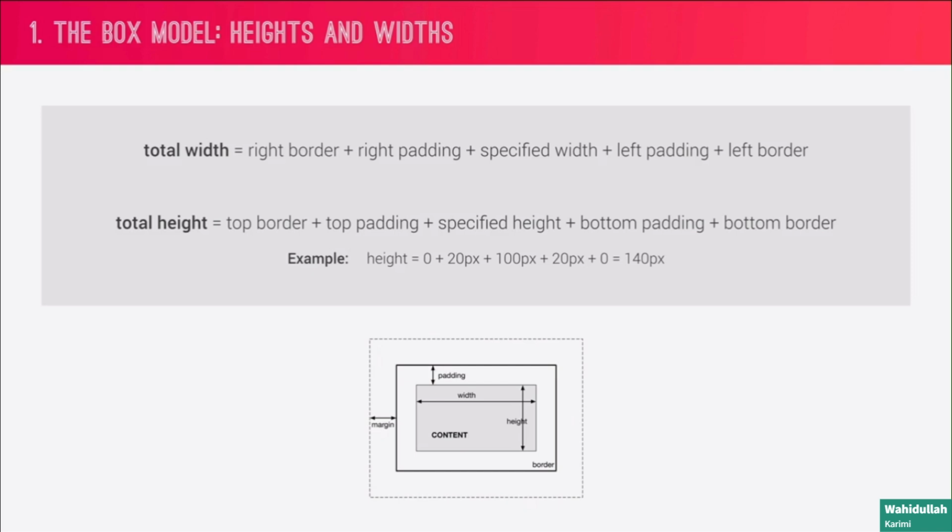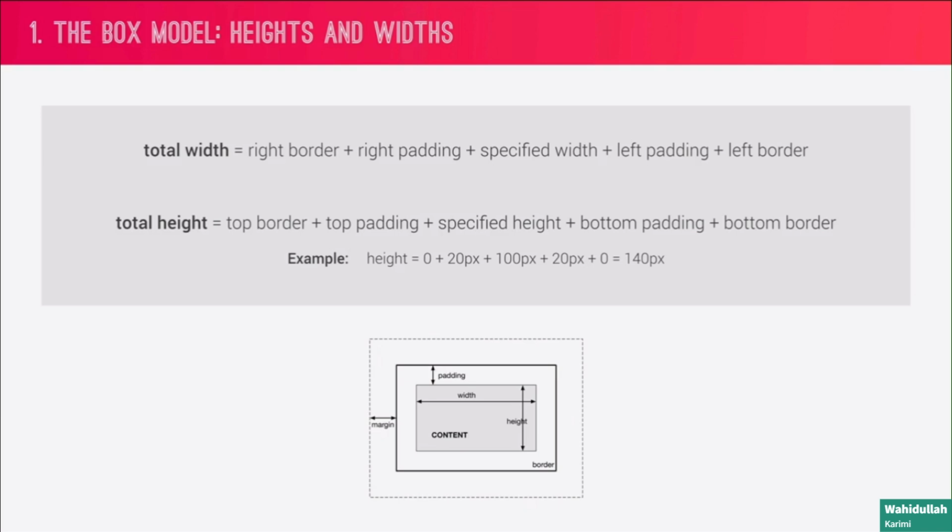So, the width of a box, as we will see in the final layout, is defined by the right border plus the right padding plus the specified width plus the left padding plus the left border. And the same logic, of course, applies for the height of the box. But let's look at a quick example to make this more clear.